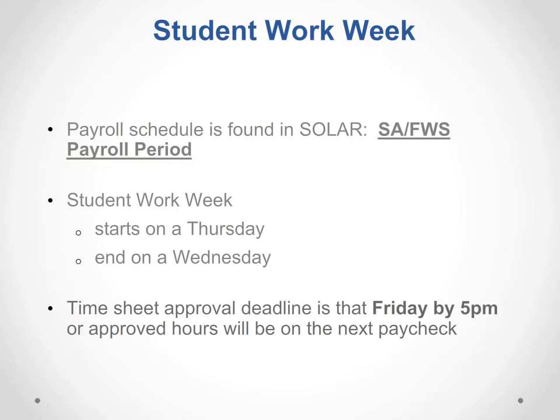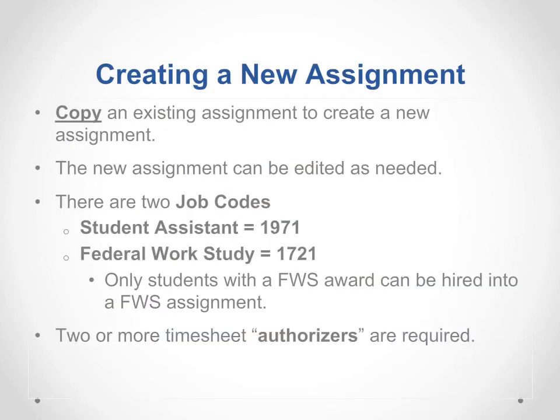The student work week is listed in the payroll schedule found in Solar. The student work week starts on a Wednesday and ends on a Thursday. The timesheet approval deadline is that Friday by 5 p.m. or approved hours will be on the next paycheck. In order to create a new assignment, you need to copy an existing one. The new assignment can be edited as needed. There are 2 job codes to choose from when creating an assignment.